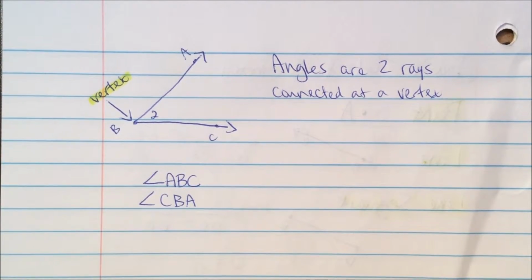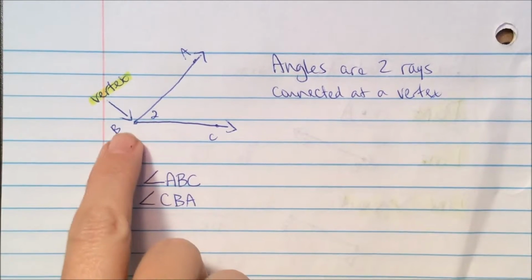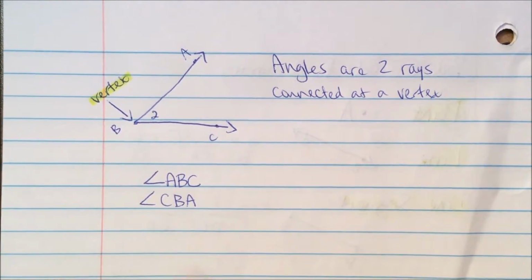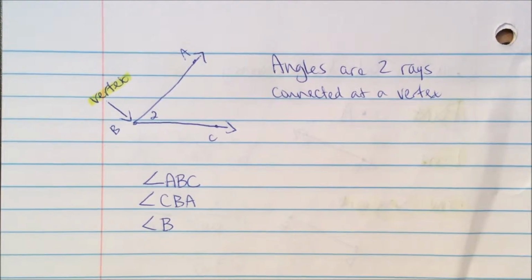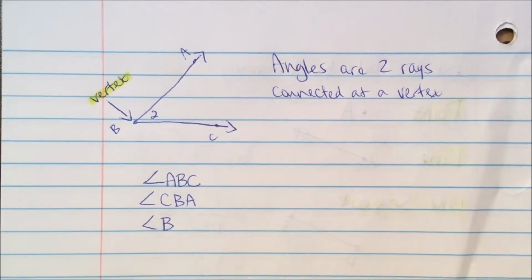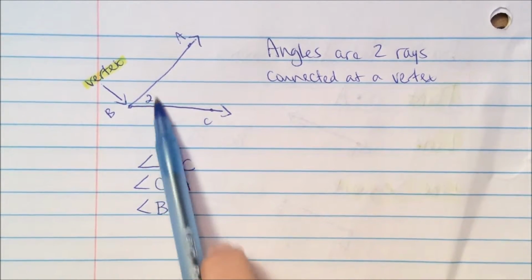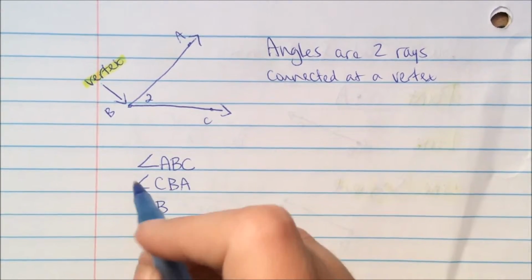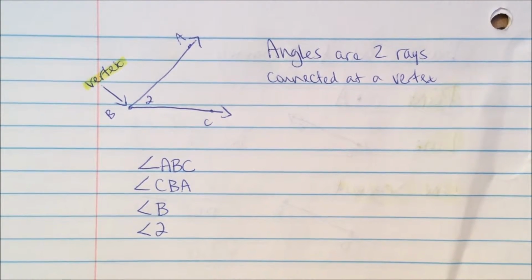Now if the angle is alone, like this one is, you can name it just by the vertex. So angle B is also an option. And then there's one last option. If it's numbered, like this one, you can also name it by its number. So this one has 4 ways to name it.